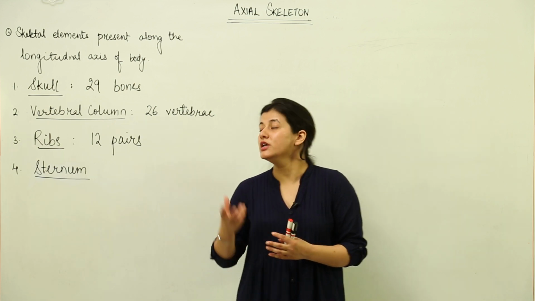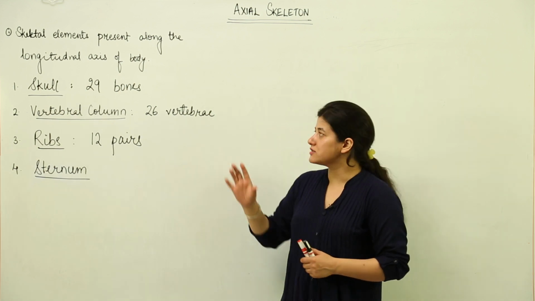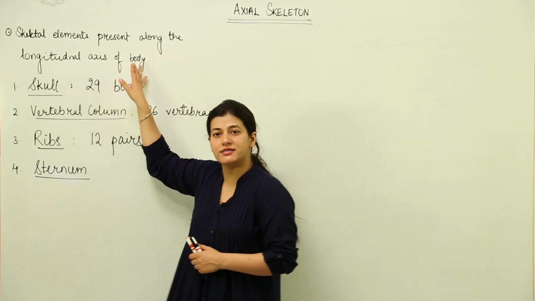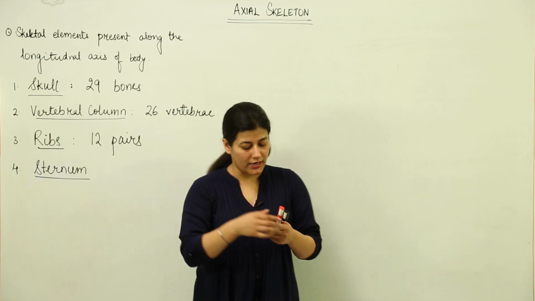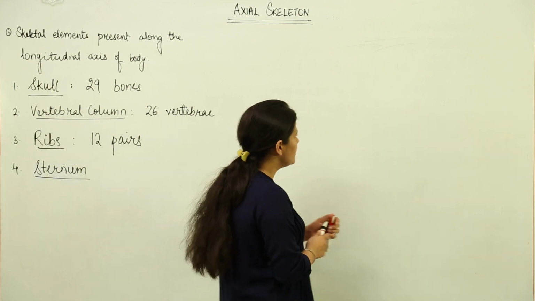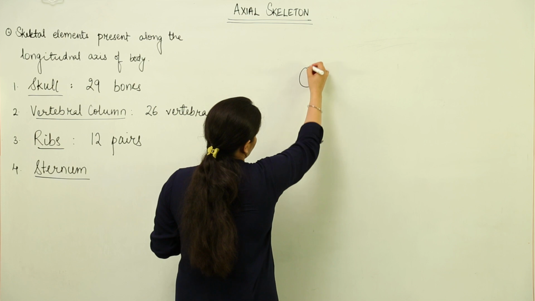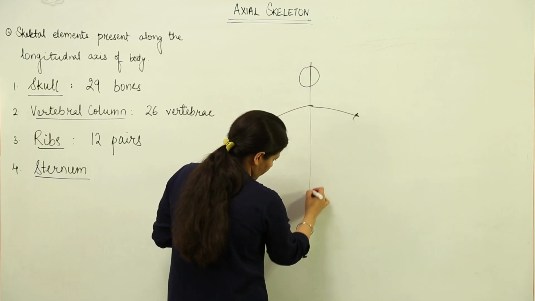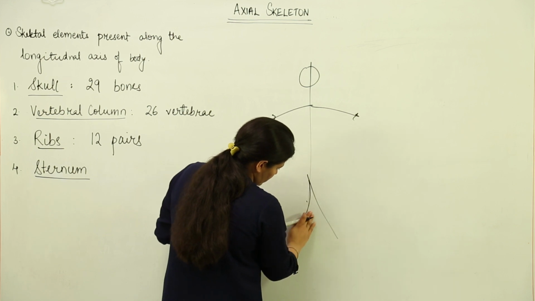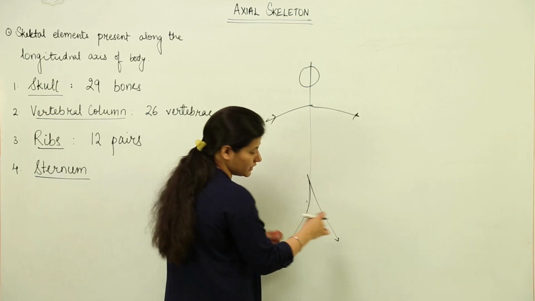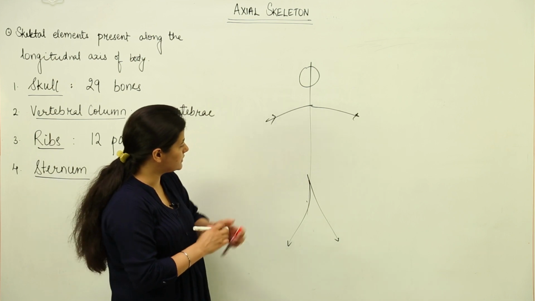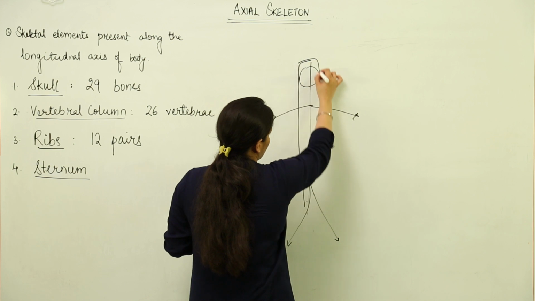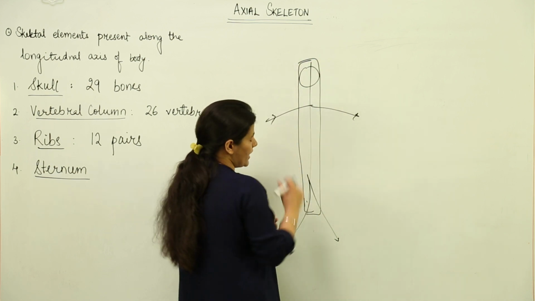So basically, the first thing that we need to know is what the axial skeleton is, if you are being asked for a proper definition. The axial skeleton comprises the skeletal elements which are present along the longitudinal axis of the body. Earlier also I told you that suppose this is an individual, this axis over here, this is quite a funny individual, as you can see. The stick drawings that we used to make in our childhood, it's like that. This entire axis is the longitudinal axis and it comprises the axial skeleton.